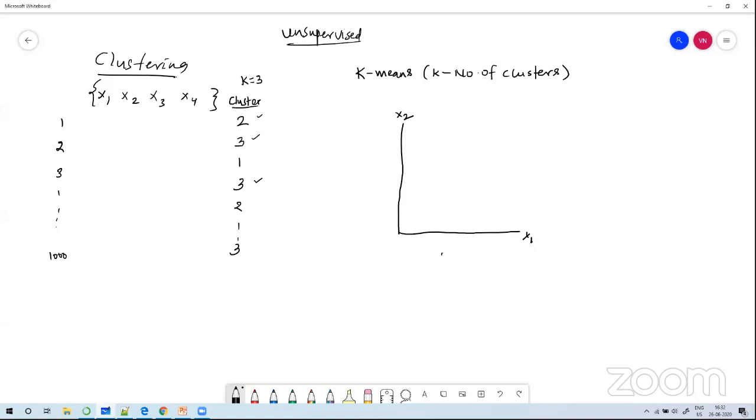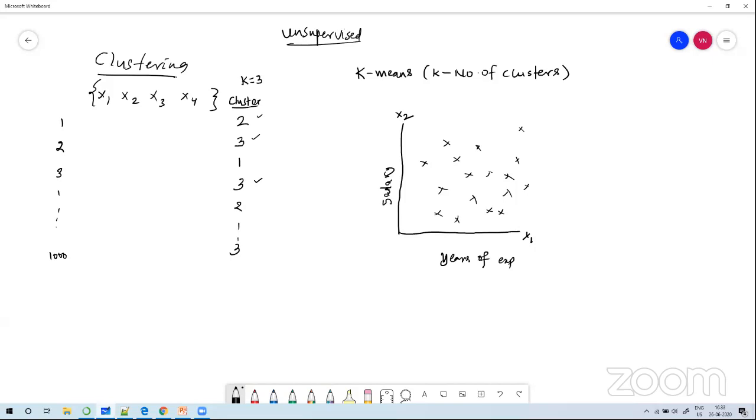Let's say x1 is years of experience and x2 is salary. Now let's say this is the information of some employees. So using the years of experience and salary, we want to divide them into some clusters, some groups. Okay, let's see how to do it. Now we have observations like this. So these are our observations typically. Now we want to group these observations into, let's say, 3 groups. What could those 3 groups look like in an ideal case?